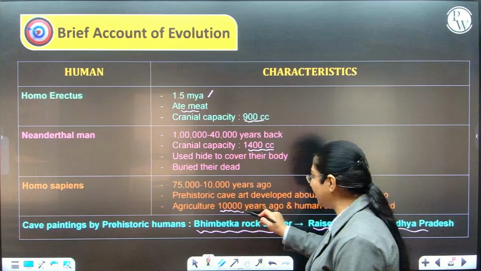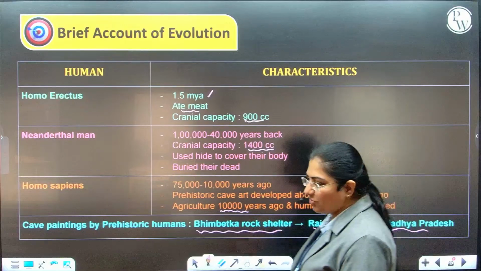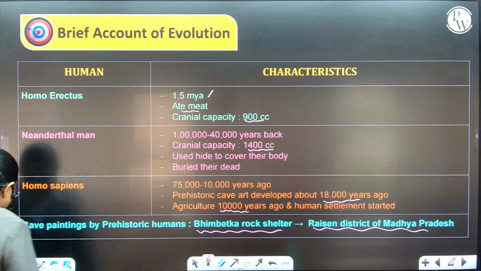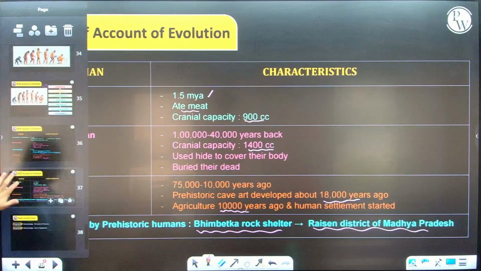Agriculture began approximately 10,000 years ago, and then human settlement began, and the rest is history. So that is how different humans also came into existence.